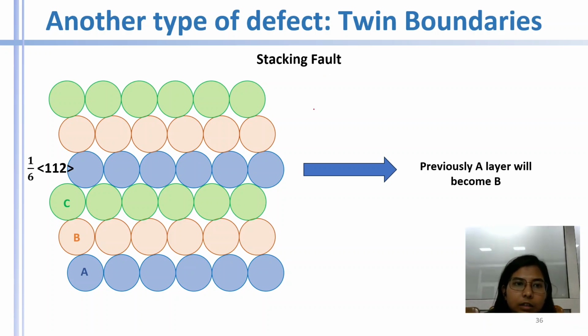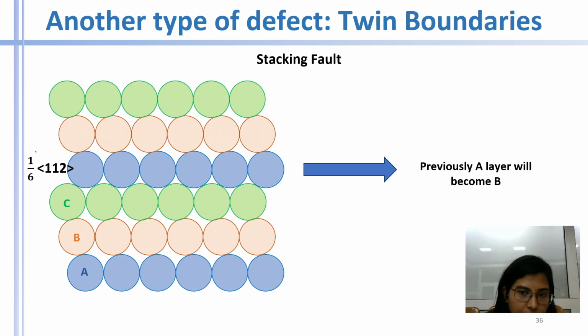So another type of the twin boundaries. To understand the twin boundaries, first we will look at the stacking fault. Previously we saw this. If there is a partial dislocation which gives rise to a stacking fault, we have this ABC.